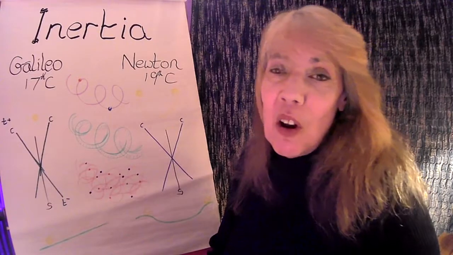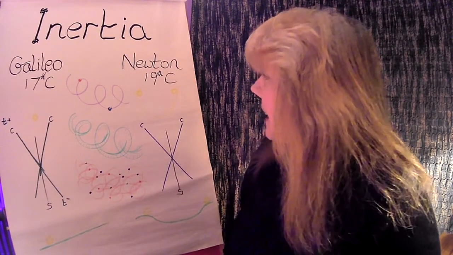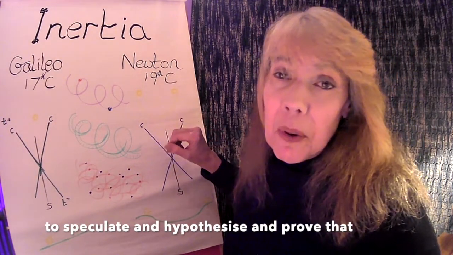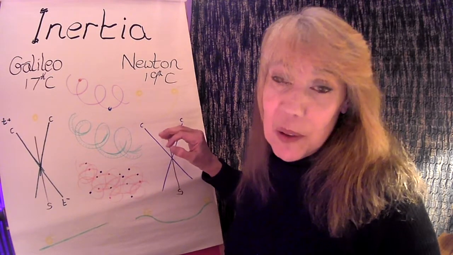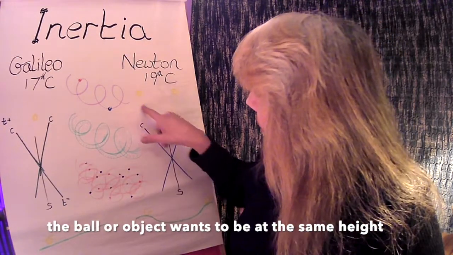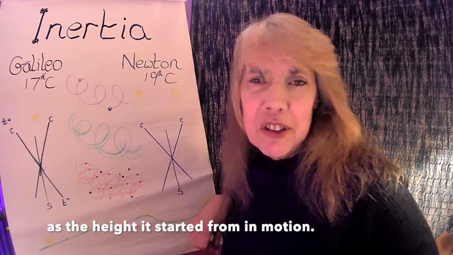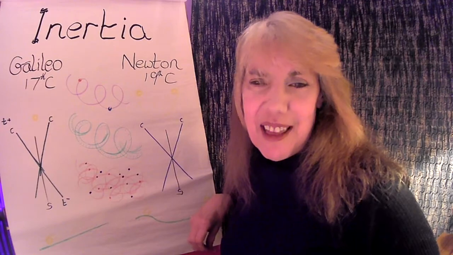Later Newton comes along with the same apples and the same balls and the same bits, and he speculates, hypothesizes, and ultimately gives evidence for the fact that the ball or the object wants to be at the same height as it originated when it's in motion. And that's another end of the scale altogether, really.